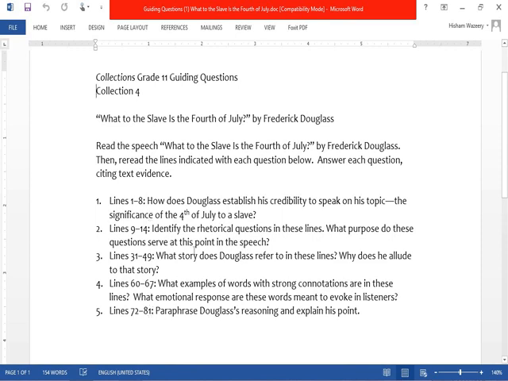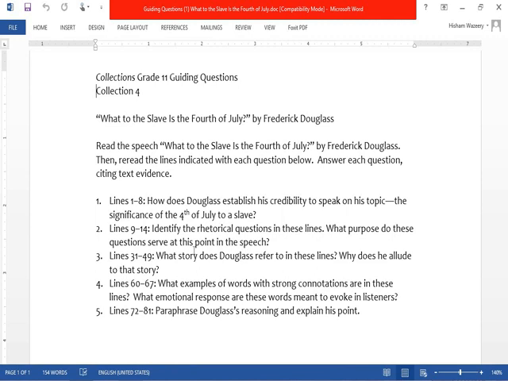So here we have 5 questions. Let me explain the questions to you. The first question, from line 1 to line 8: how does Douglass establish his credibility to speak on his topic, the significance of the 4th of July to a slave? Credibility means to be trusted by people to speak about a certain topic. So, how does Douglass establish his credibility? I can give you the answer, which is by being a slave for 21 years. This gives credibility to speak about this topic. He was himself a slave.